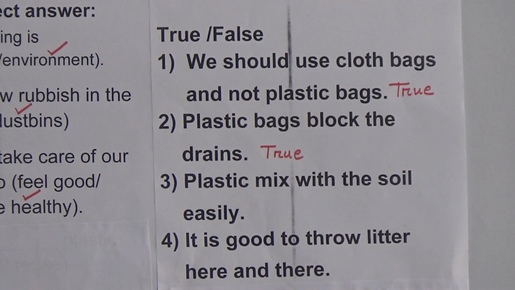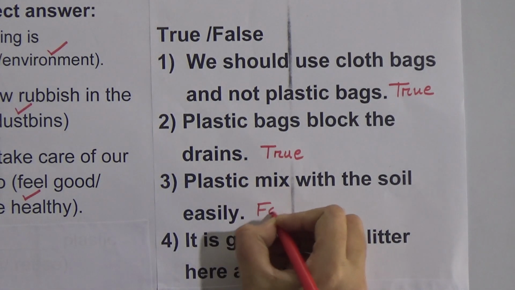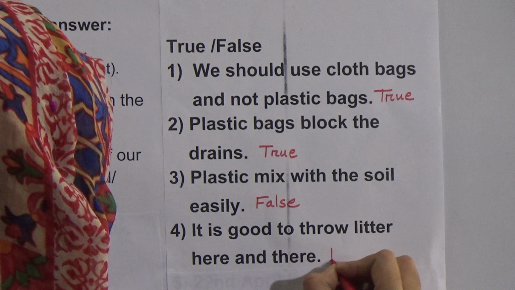True. And then number 3, plastic mixes with the soil easily. No, this statement is false. Plastic does not mix with the soil easily. So we will write here false. And the last one, it is good to throw litter here and there. No, this statement is also false. It is very bad to throw litter here and there. So we will write here false.